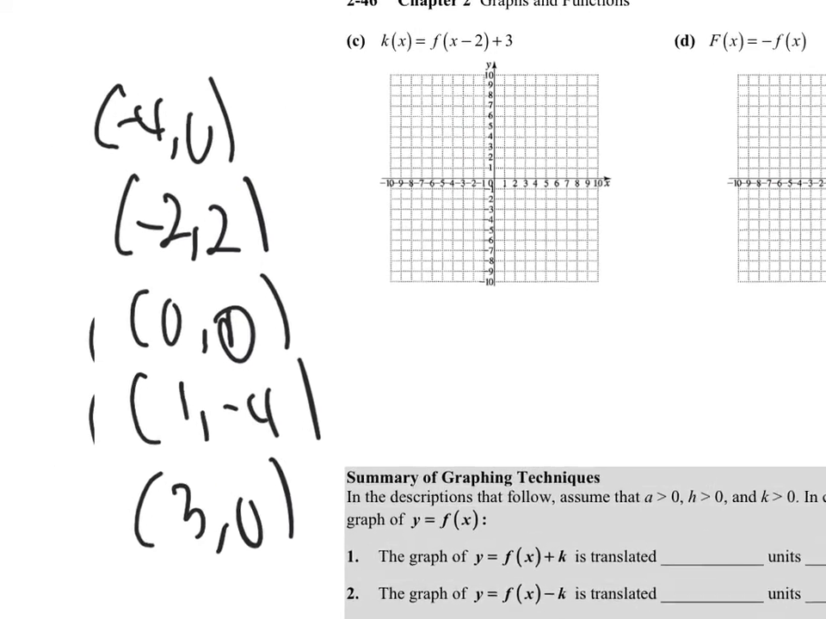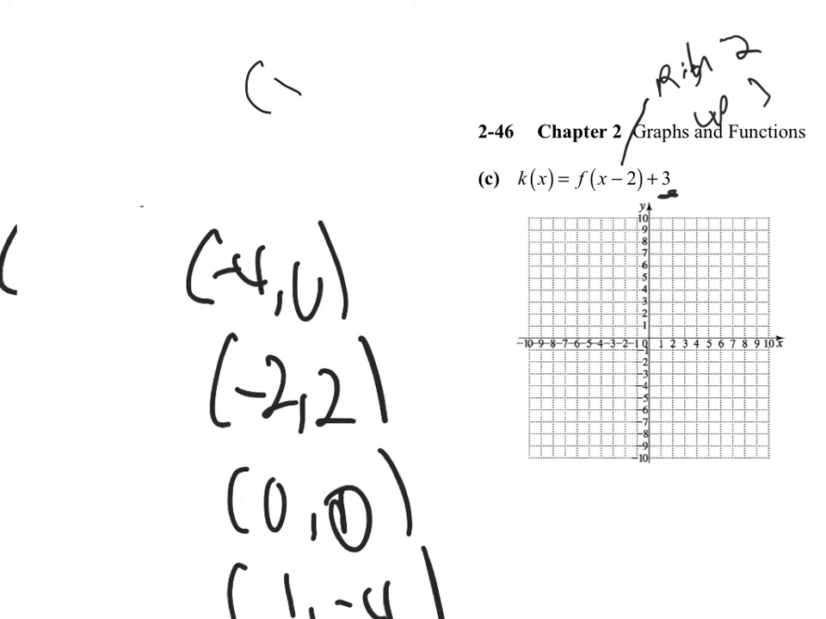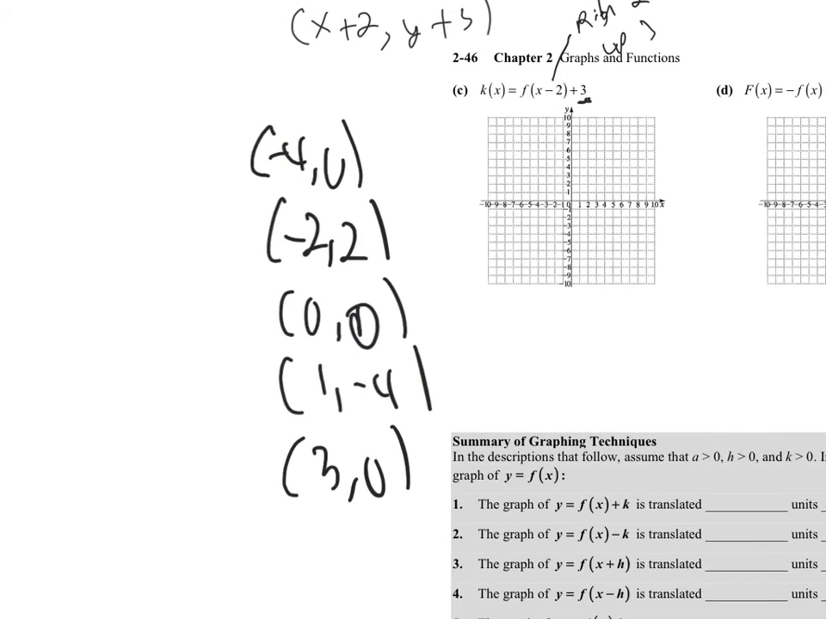Okay, for letter C, we have 2 transformations. Inside, that would be a right 2. Outside, that would be an up 3. So in essence, every x value adds 2. Every y value adds 3. So what I did was I put all the original points that we had in the graph, and I'm going to transform them. This should turn into a negative 2, 3. This should turn into a 0, 5. This should turn into a 2, 3. So I'm adding 2, adding 3.